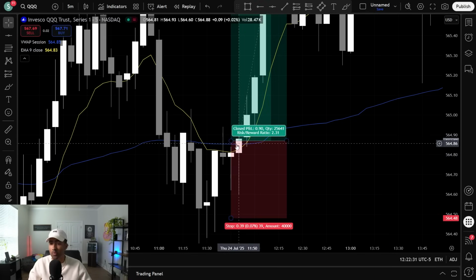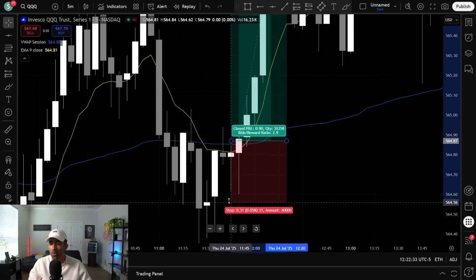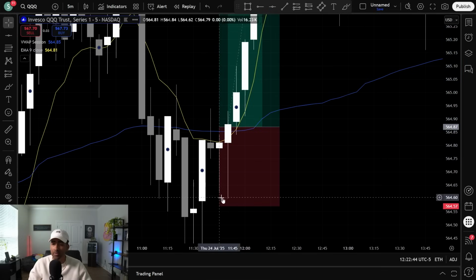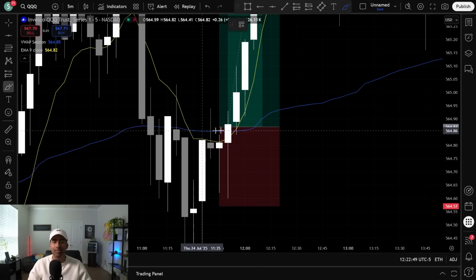Instead, since we're breaking these two lines, we are going to go ahead and set our stop loss underneath the candle lows. So as you can see, these previous lows right here are where we're going to put our stop loss. Think about it this way. It's your point of invalidation.